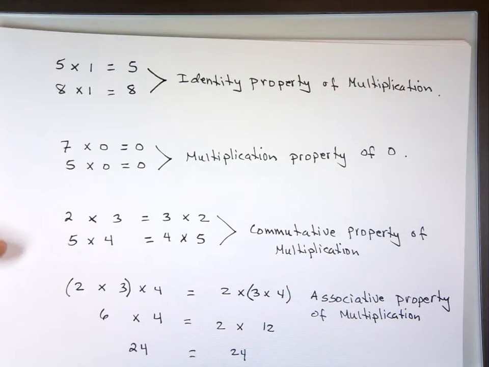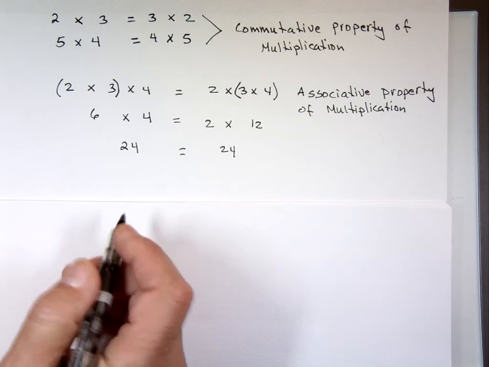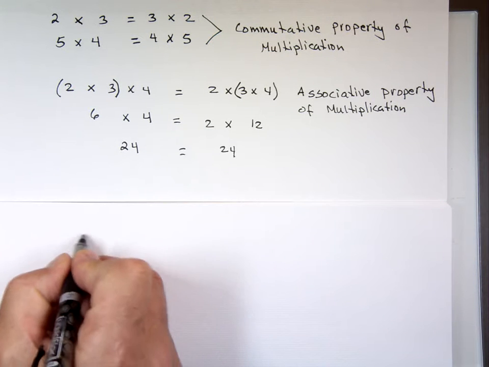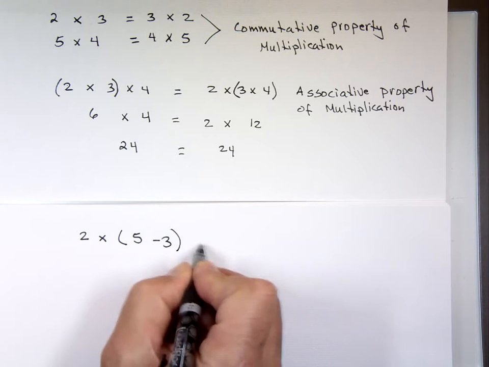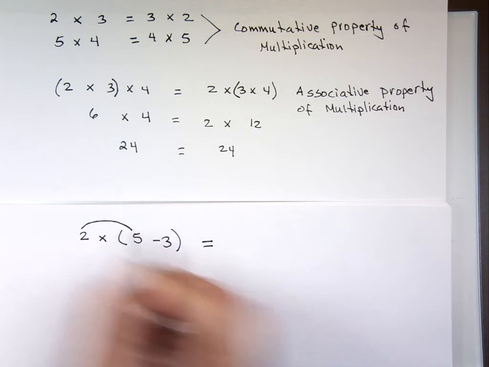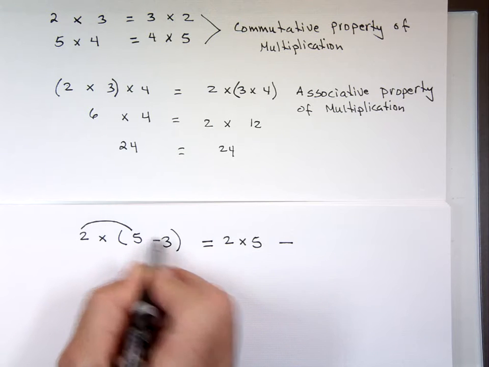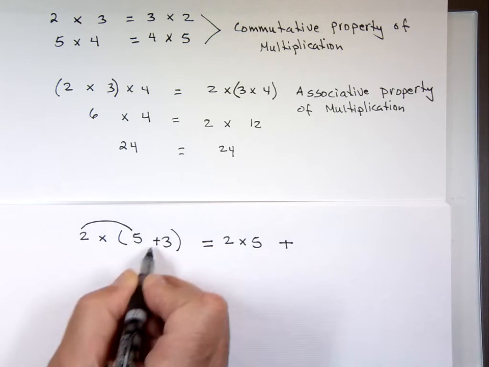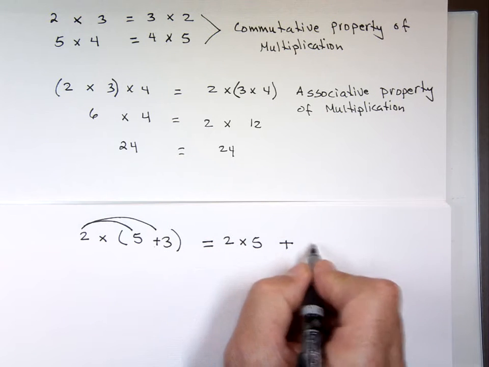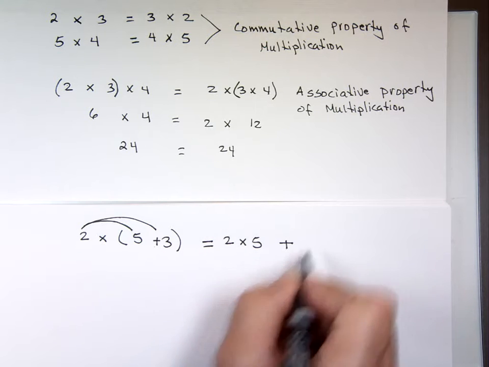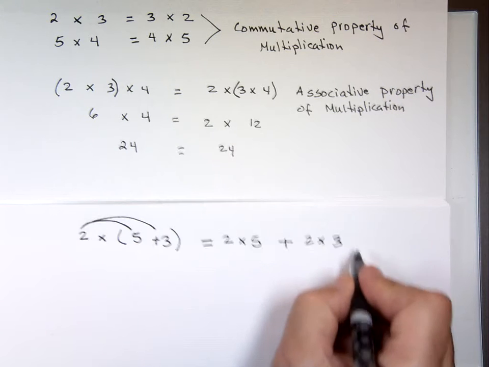And the last property you're going to see, I'll push it up there in case you're still writing. If you have 2 times (5 minus 3), you can write that 2 times 5 minus, it doesn't matter if it's really plus or minus. If it's plus, you make it a plus. If it's minus, you make it a minus. So it doesn't matter what that sign is. And since I changed it to a plus, I have to change this to plus, 2 times 3. That's called the distributive property.